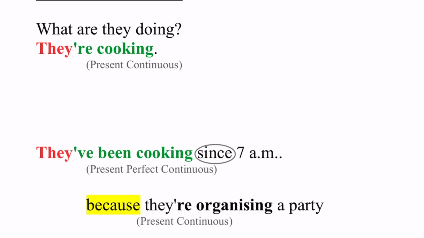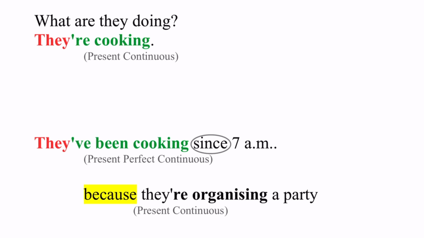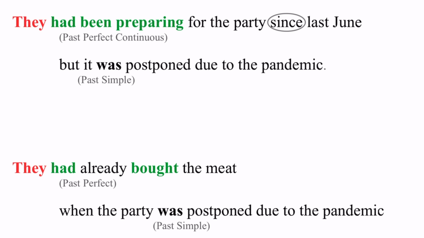What are they doing? They're cooking. This is in the present continuous. They've been cooking since 7 a.m. We're giving a long continuous action. So the present perfect continuous, because they're organizing a party in the present continuous. They had been preparing for the party since last June. So here we have the past perfect continuous, but it was postponed due to the pandemic.